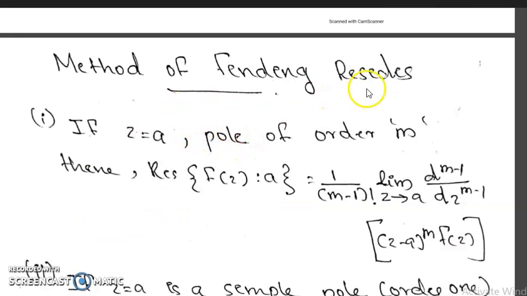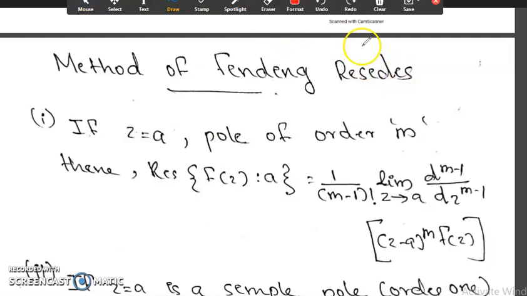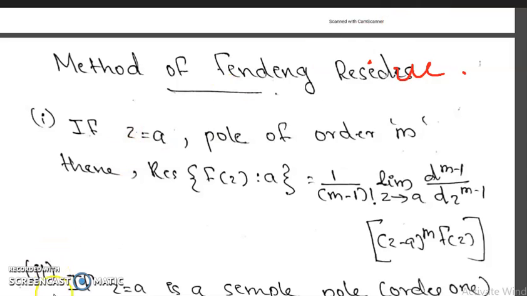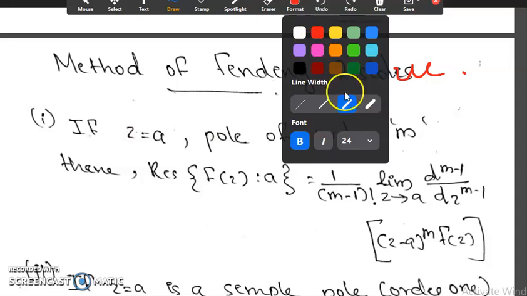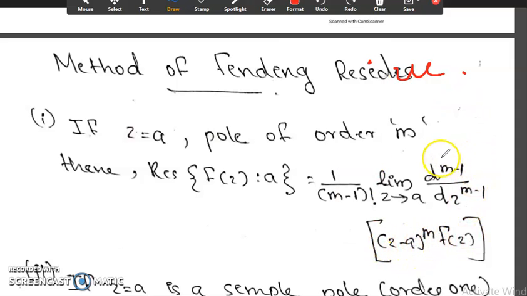We have certain methods to find the residues. If z equal to a is a pole of order m, then the residue of f of z at the point a is 1 by m minus 1 factorial, limit z tends to a, d power m minus 1 by d z power m minus 1, that is the m minus 1 derivative of z minus a whole power m into f of z. That's the formula here.